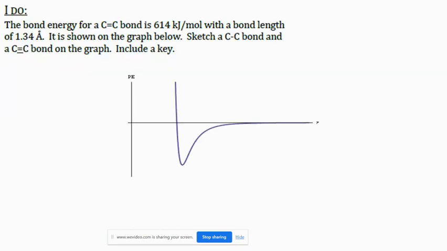All right, we have bond energy here for a double carbon bond. We know that that is 614. Bond length is 1.34. They want us to sketch a CC single bond on this graph and include a key. So blue for me, or purple, whatever, blue. Blue is going to be the double CC bond, and red is going to be the single CC bond.